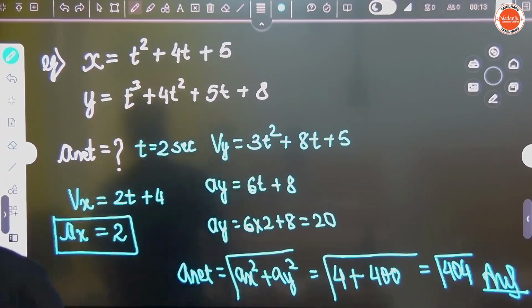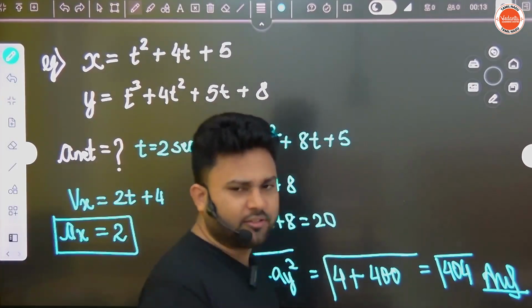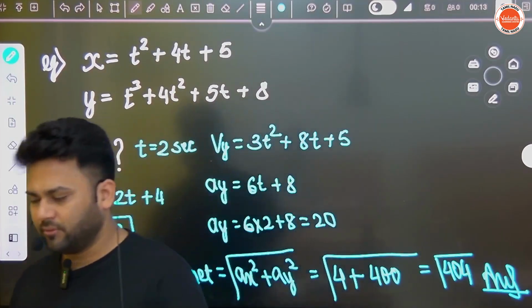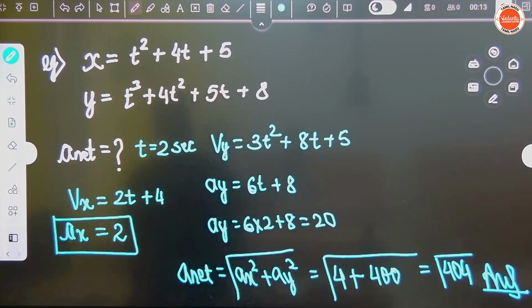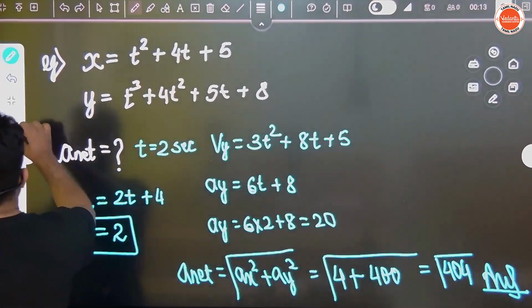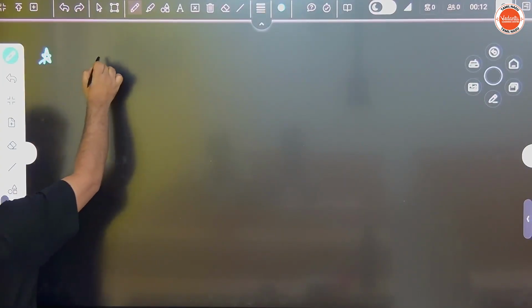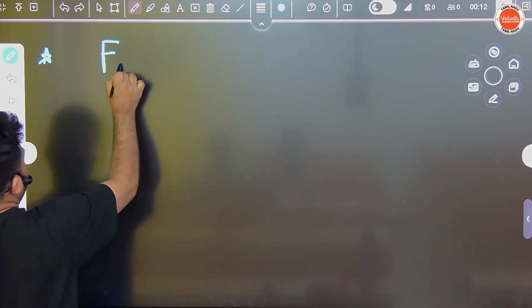Correct? Is this clear? This kind of question they ask. Okay, so one more topic I will tell you. Friction. That is also very important. Friction. So you write the topic, and if you want to listen, you can listen.